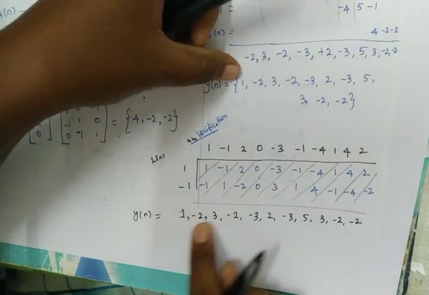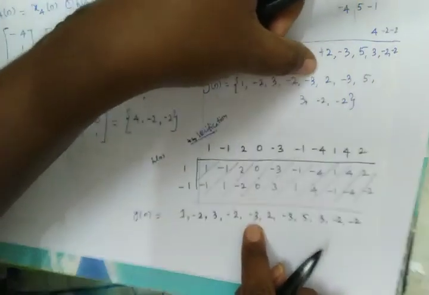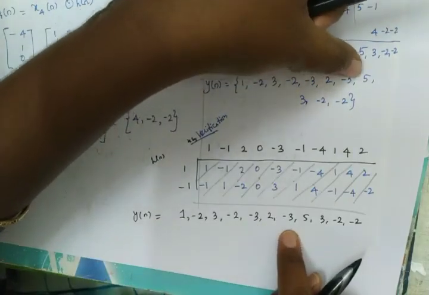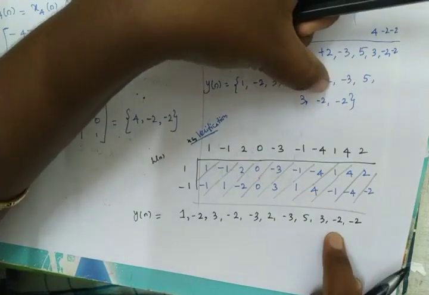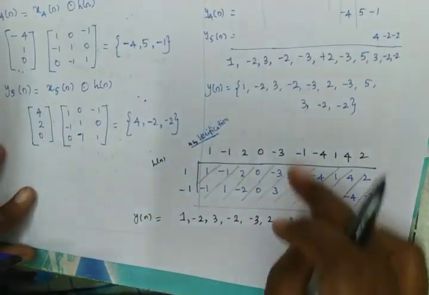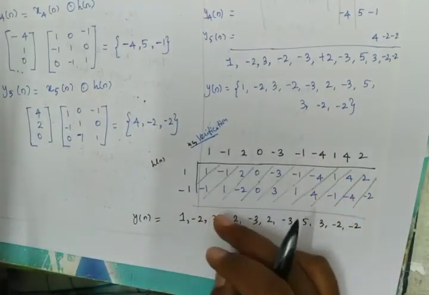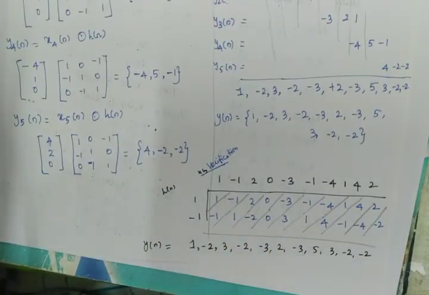Cross check this. 1 minus 2 3 minus 2 minus 3 2 minus 3 5, then 3 minus 2 minus 2. So now compare this, and our answer is correct. So this is how we have to perform this overlap add. I hope you understand this.